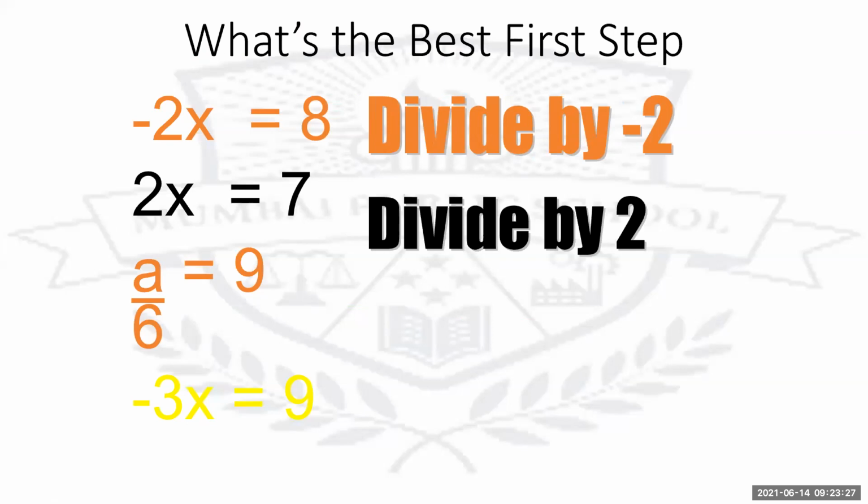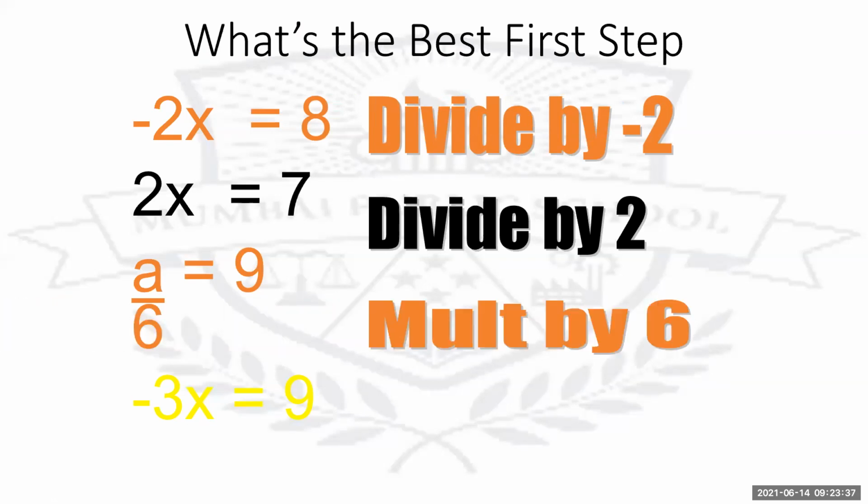Next equation, a upon 6 equals 9. So check, it is division. So when it is division, you're going to multiply. So that means you're going to multiply by 6.